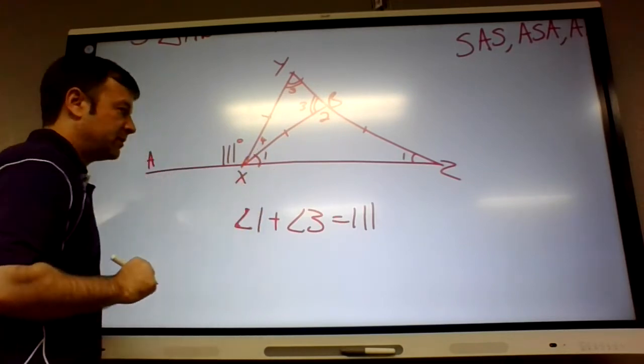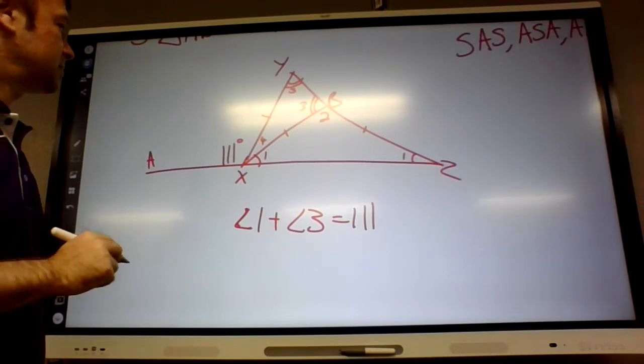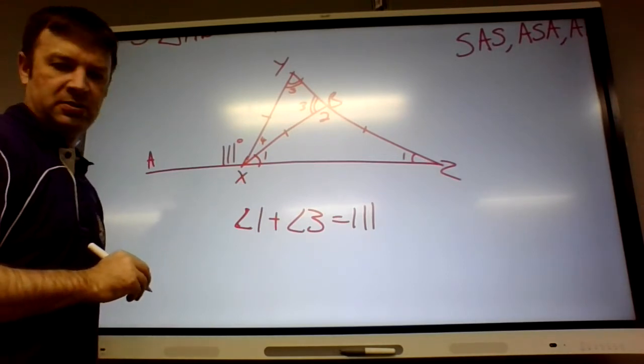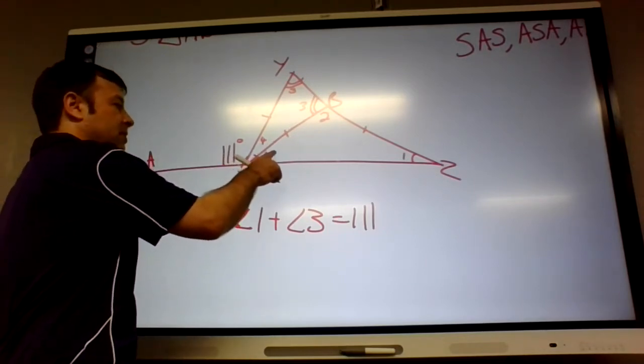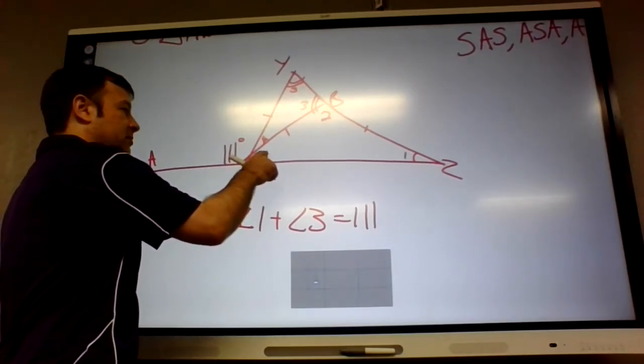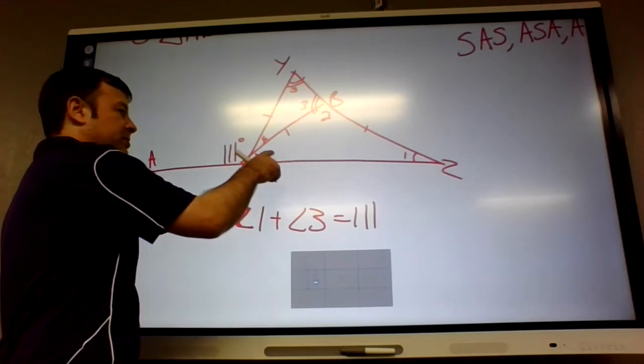I feel like I'm missing a fact. On our page, we don't get angle 1. We don't get that. What do you mean? You don't, oh, this one? No. Yeah, it's not mine either. How did I know this is worth angle 1?